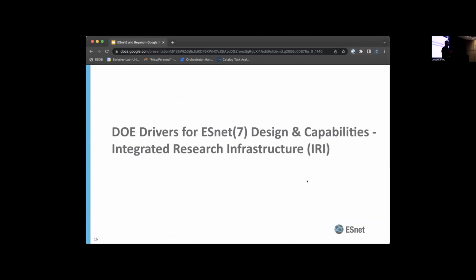I've got a bit of time, so I'm going to talk about what we're looking at with ESnet 7. We just finished ESnet 6, and we're starting to explore what ESnet 7 will look like this year. This will give you a rough guide on some of the things that are guiding the decisions that we make as we go into the next generation of ESnet.